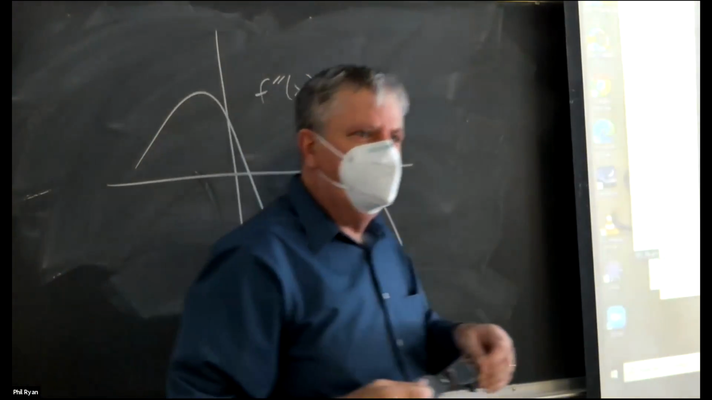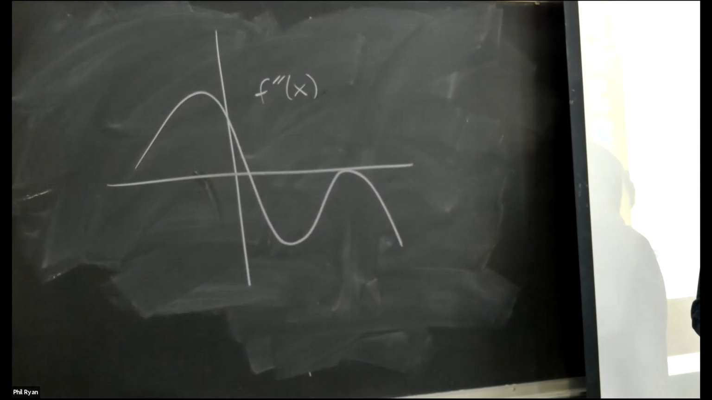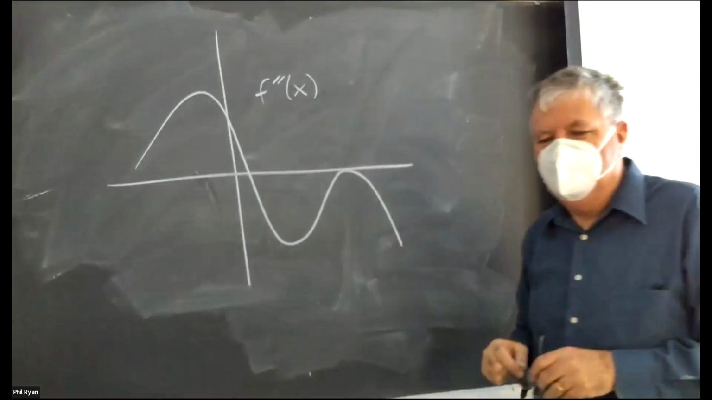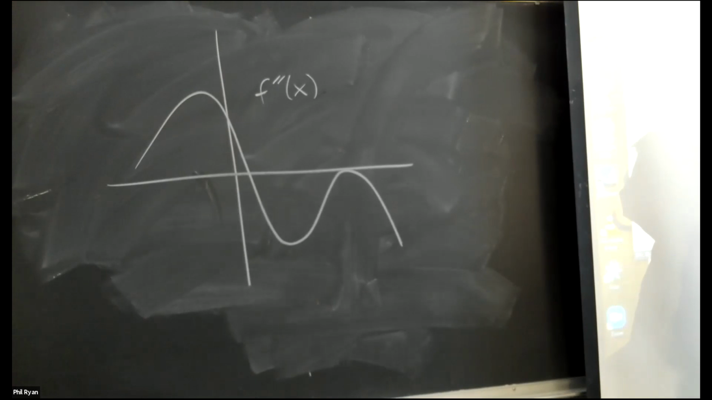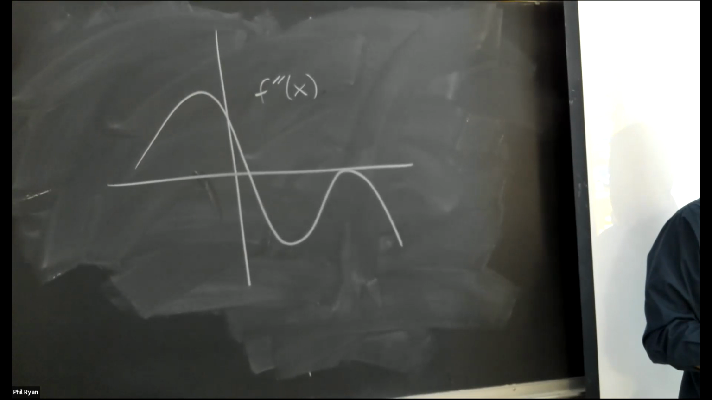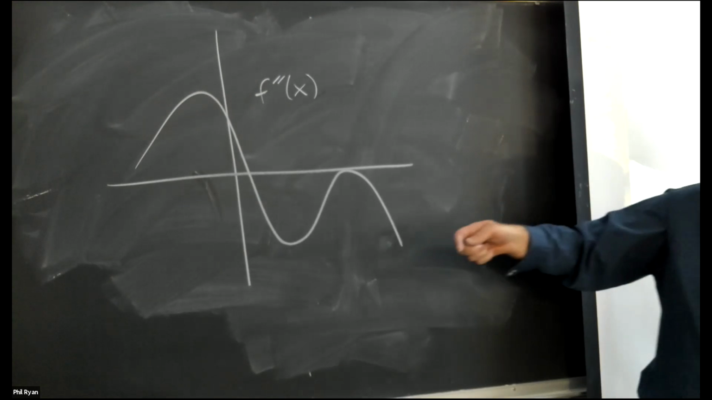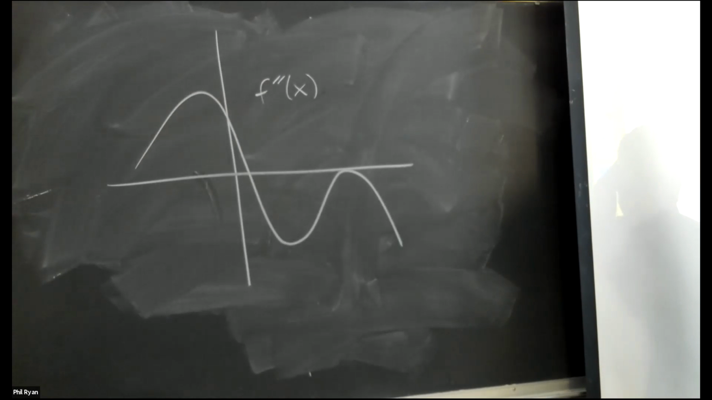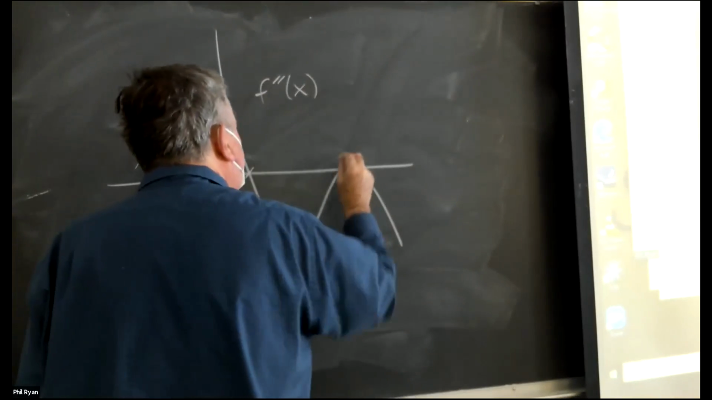So here is a graph of f double prime of x, the second derivative. Okay, so where is the inflection point or points for the function f? So let's have a look. Possible inflection points are going to be when the second derivative is 0, right? It's 0 at 2 points. It's 0 here and it's 0 here.